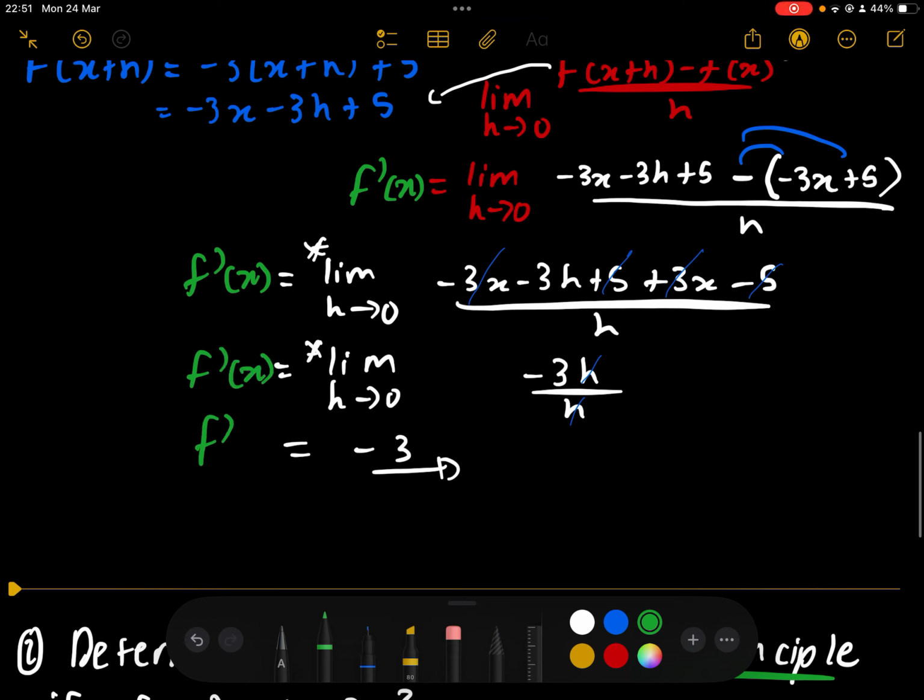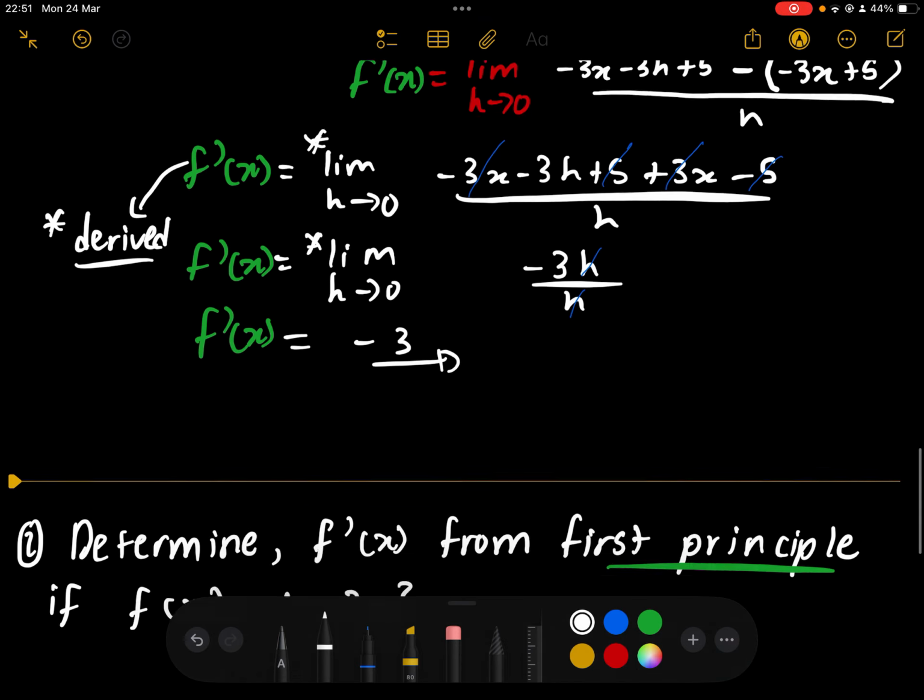This is what I'm going to be writing. Whenever I write this, just know that this has been derived. I'm still going to explain this word as we continue with calculus. What do we mean by derived? This has been derived, you see, or we've been able to determine the average gradient. Let me just put it like that. We have been able to determine the average gradient.